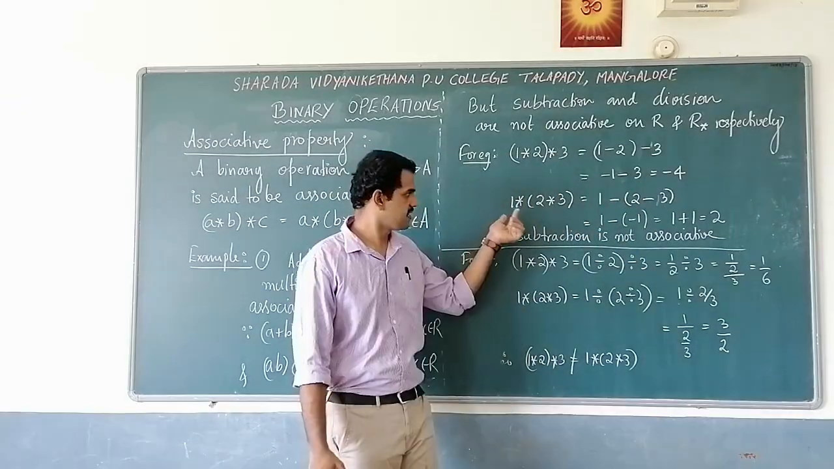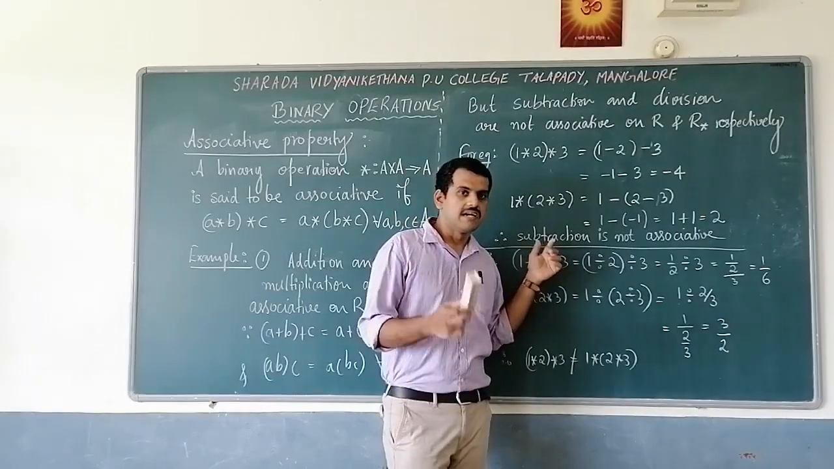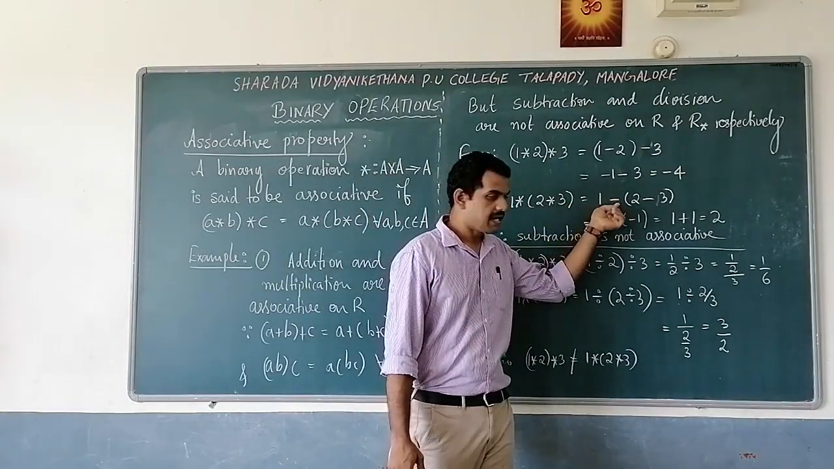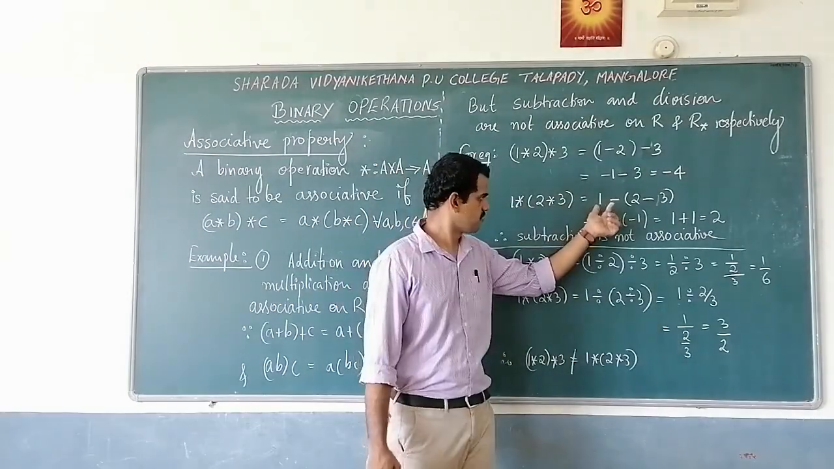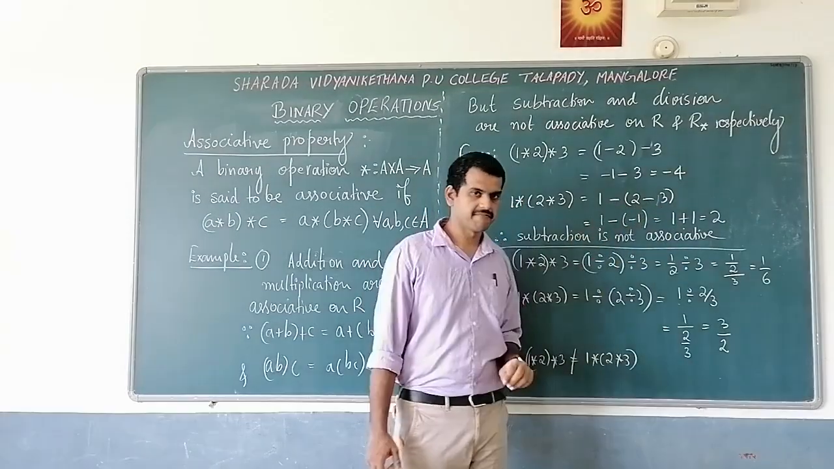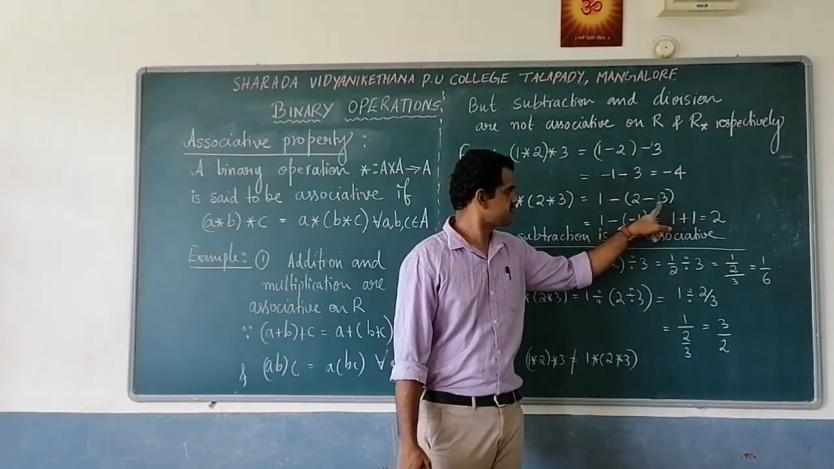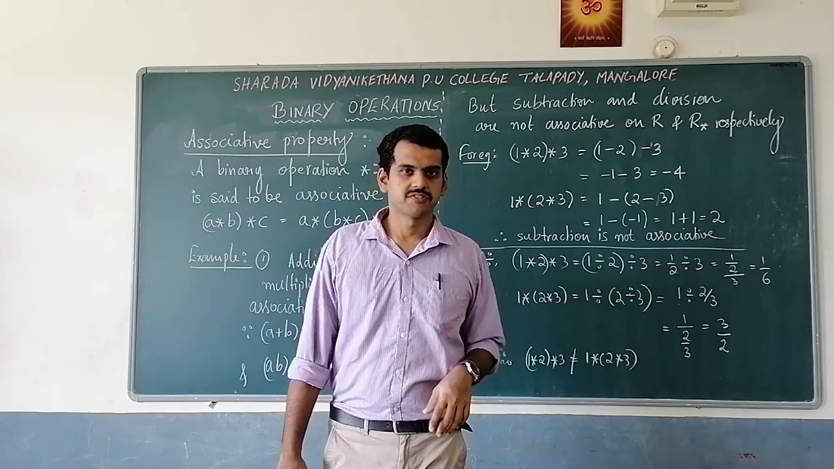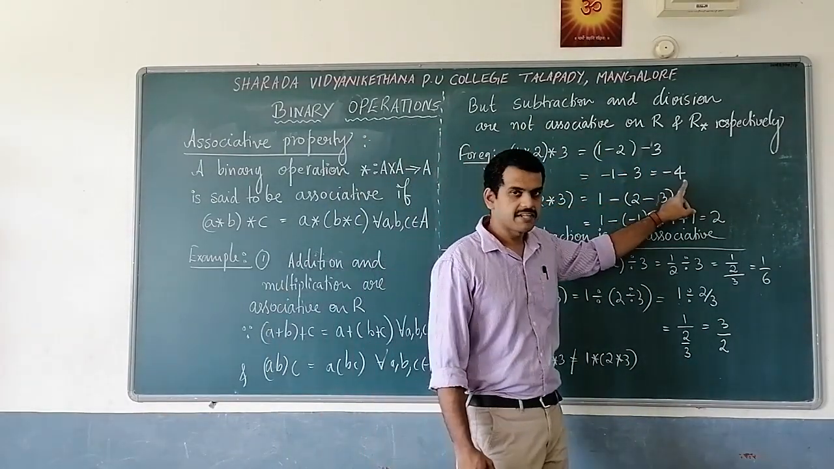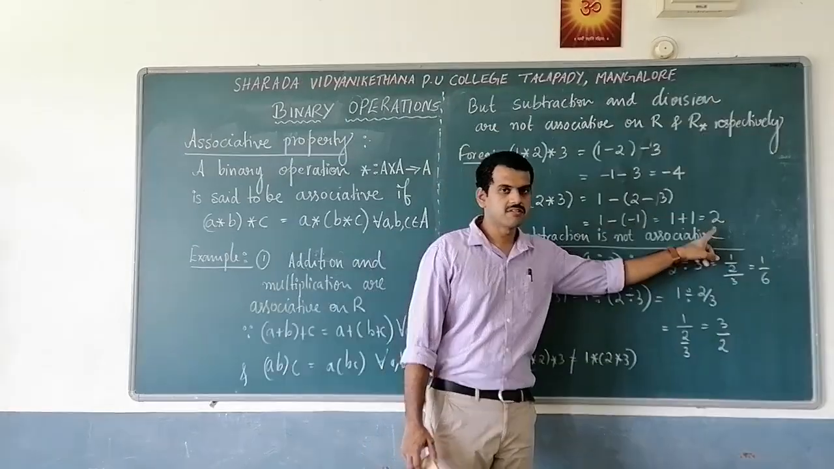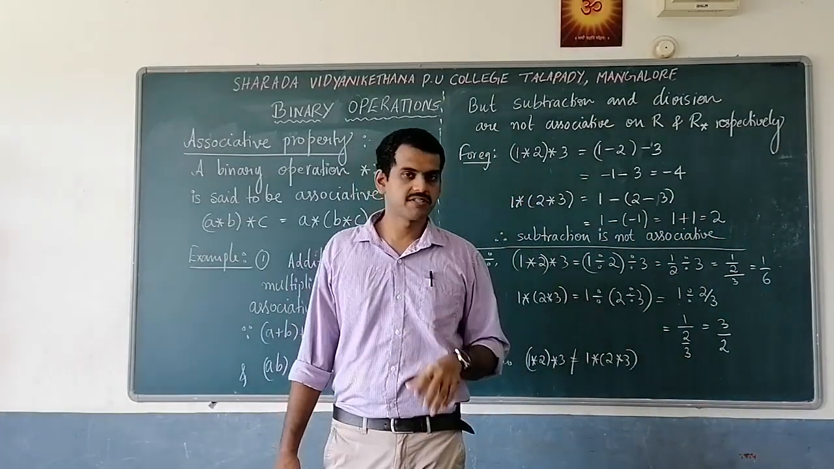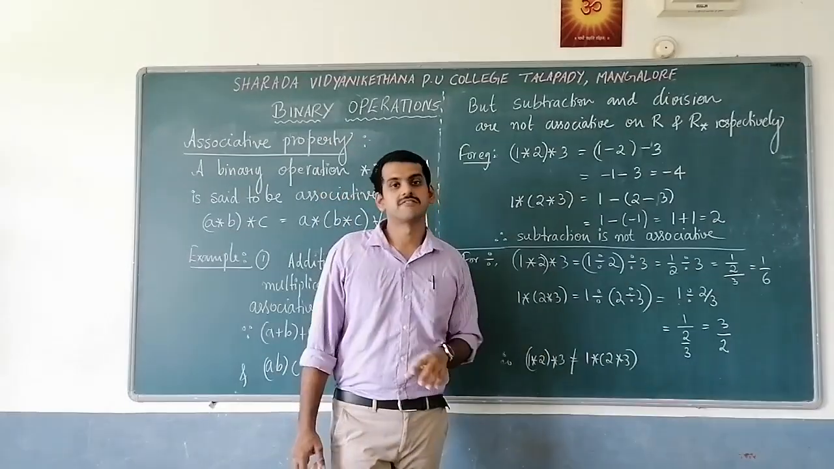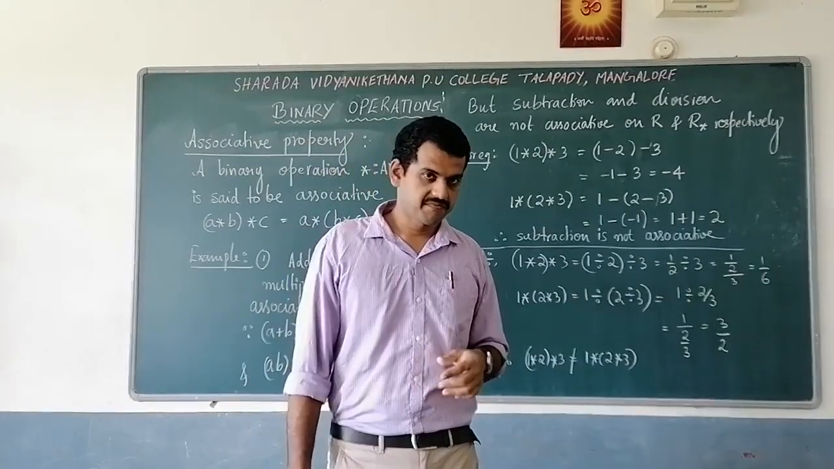Now on the other hand, if I take 1 star (2 star 3), as star is again subtraction, 1 minus, we replace star by minus now, so 1 minus (2 minus 3). What is 2 minus 3? Minus 1. Minus of minus is plus 1. So 1 plus 1 is equal to 2. So what we can see is that here the answer comes out to be minus 4, but here the answer comes out to be plus 2. So minus 4 and plus 2 do not match at all. Therefore definitely the associative property does not hold good in the case of subtraction.